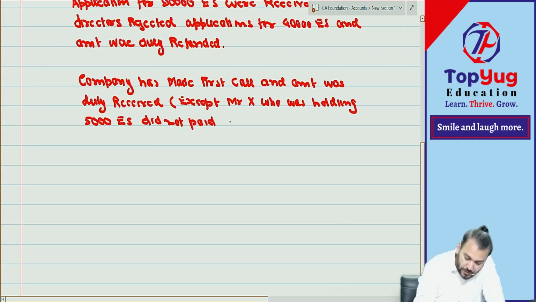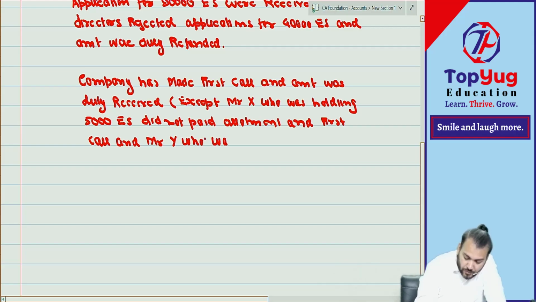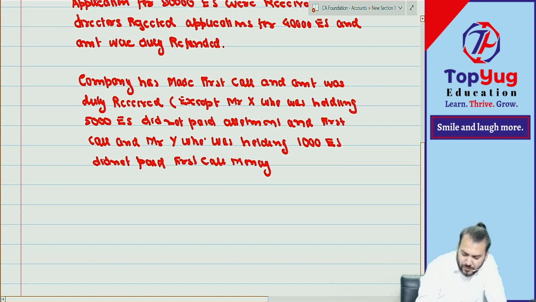allotment and first call, and Mr. Y, who was holding 1000 equity shares, did not pay first call money. Have you understood this point? There were two defaulting shareholders.